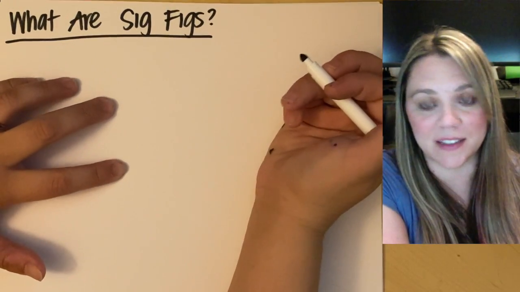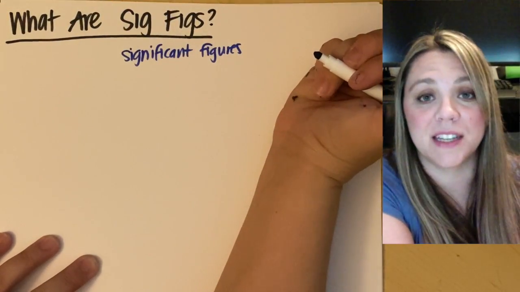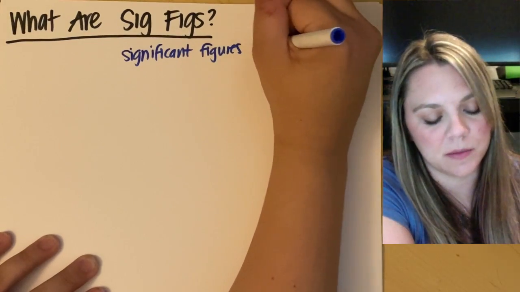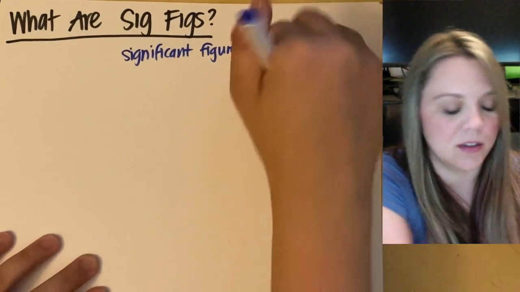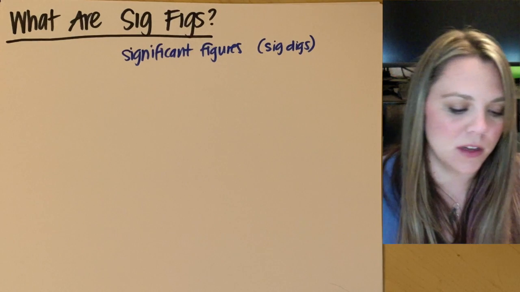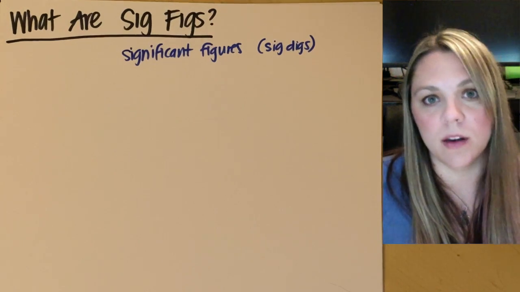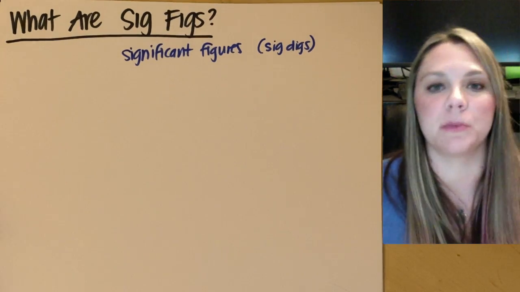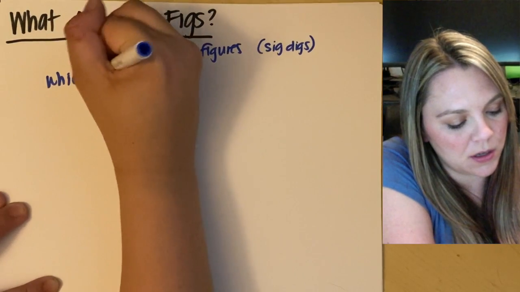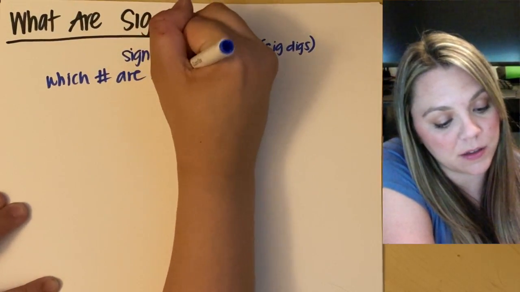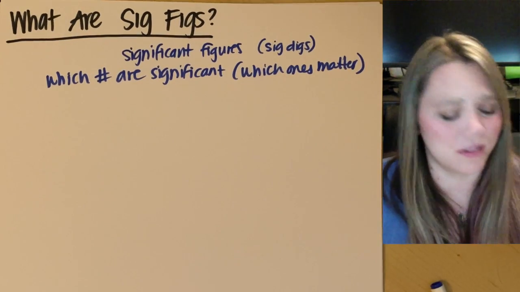Okay, sig figs. That's the abbreviated form of significant figures. Sometimes someone will call them significant digits or sig digs, but they're terrible. We call them sig figs here, okay? So what is a significant figure? It just tells us which numbers actually matter in the measurements that we have. I guess we should just go over the rules, and then we can look at examples.